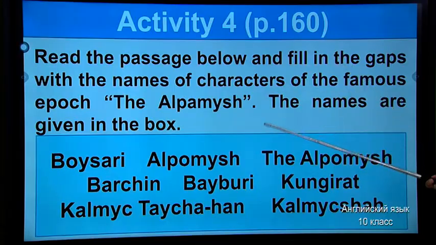Okay, dears, it is time for activity 4 on page 160. The rule: read the passage below and fill in the gaps with the names of characters of the famous epic, the Alpamish. The names are given in the box. Let's read it. You can find this box on page 160. Boysara, Alpamish, the Alpamish, Barchin, Baybora, Kongrat, Kalmyk, Taychakhan, and Kalmyk Shah.